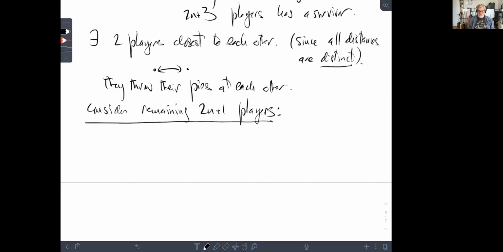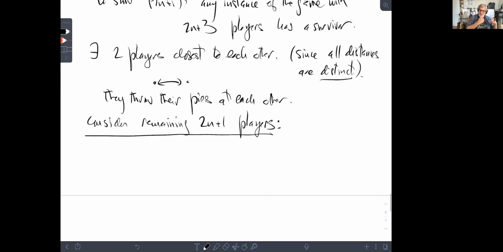There's something wrong with this argument, and very wrong. What is it? One from the initial pair could be pied another time. Yes, exactly. So that's the trouble. These 2n+1 players do not necessarily give you an instance of the game with 2n+1 players. If you have an instance of the game with 2n+1 players, they have to throw their pies at each other. They can't throw pies outside. But this could happen: one of these 2n+1 players might throw a pie at those two closest players.